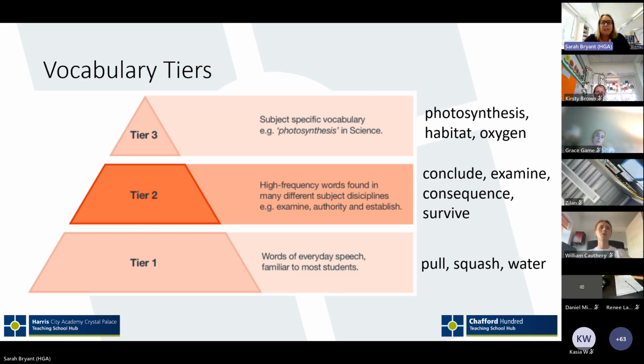Then we've got the tier 3 vocabulary. That is subject specific vocabulary. For instance, photosynthesis would not necessarily be used in any other subject other than science. Habitat and oxygen are other examples.